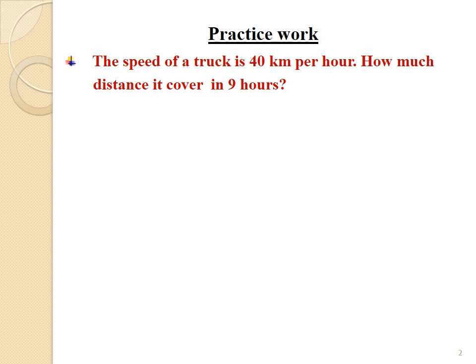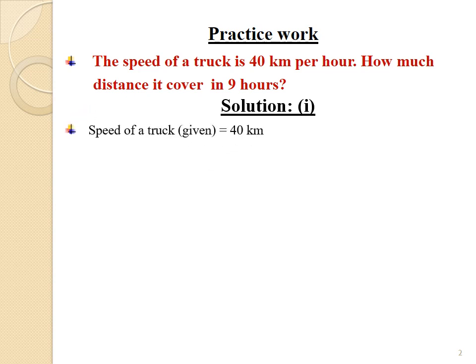Students, as you know, we can solve this sum in 2 ways. By the first way, writing the statement and cross multiplying. And by the second way, using the formula of distance, as we have to find out the distance. So now, let's solve sum number 1. Speed is given 40 kilometers. Time is given 9 hours. Therefore, distance equals how much?